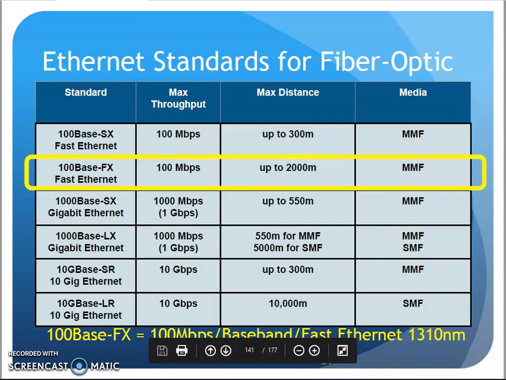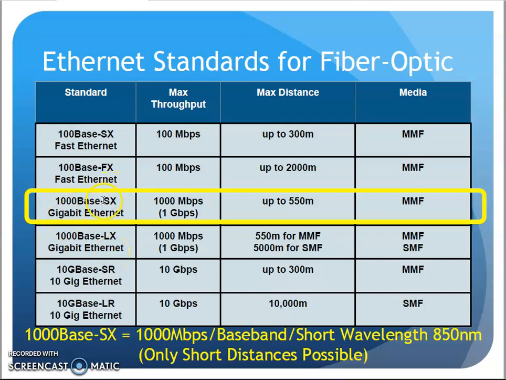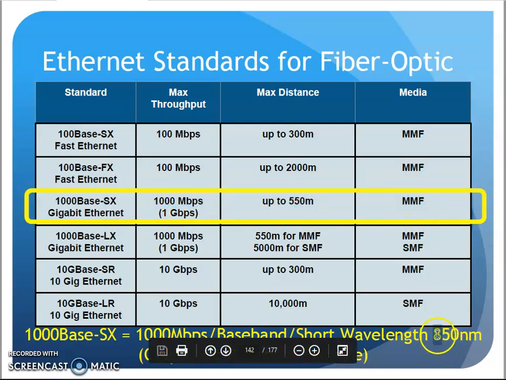All right, now into things that are a little bit more current that you might actually run into. 1000 base SX, we have a gigabit. 1000 base SX, gigabit, short wavelength. So we can go 1000 meg up to 550 meters using multi-mode fiber because we're using a short wavelength, 850 nanometer. That's what the SX is indicating, short wavelength, which is 850.